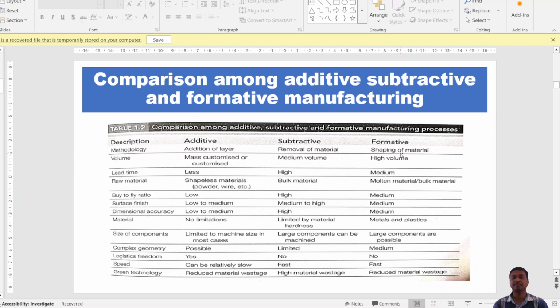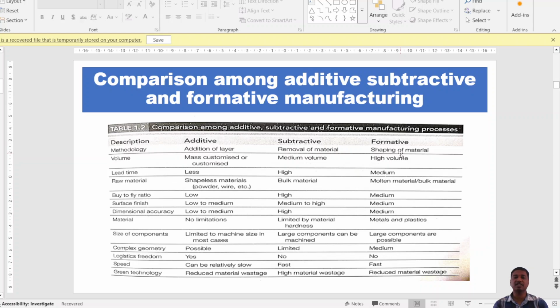Raw material used in additive manufacturing may be shapeless material in the form of powder, wire, etc. In subtractive, bulk material can be used as the raw material. In formative, molten material or bulk material may be used. Buy-to-fly ratio is low in additive manufacturing. In subtractive, that is high. Formative, that is medium.